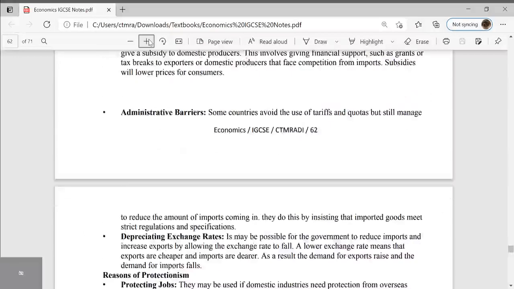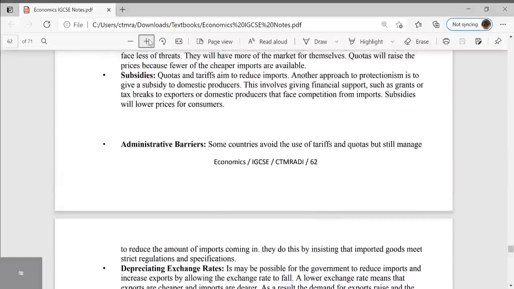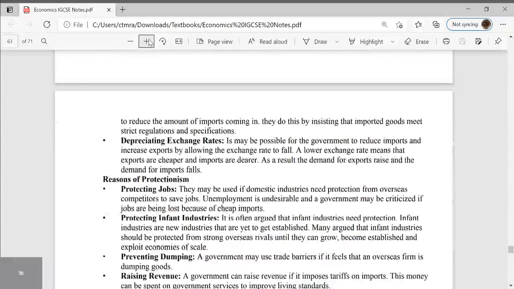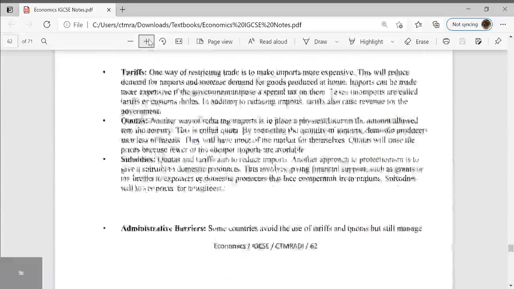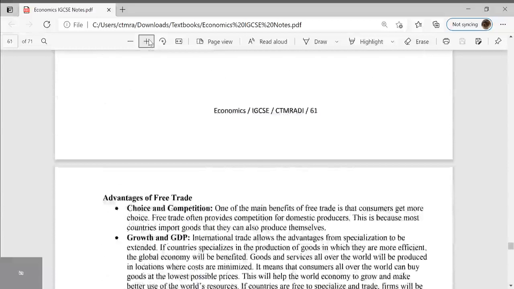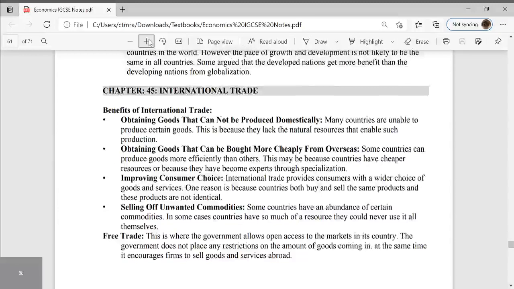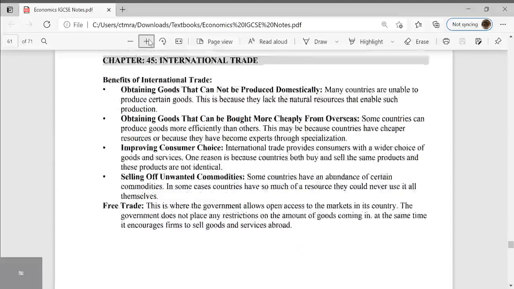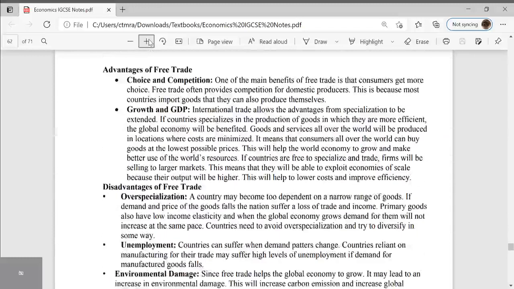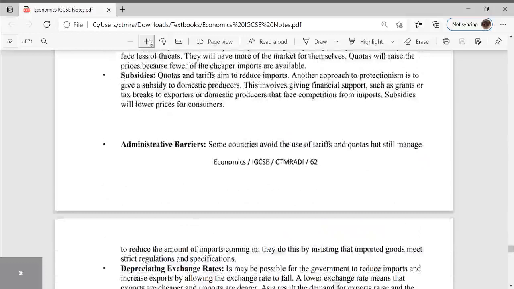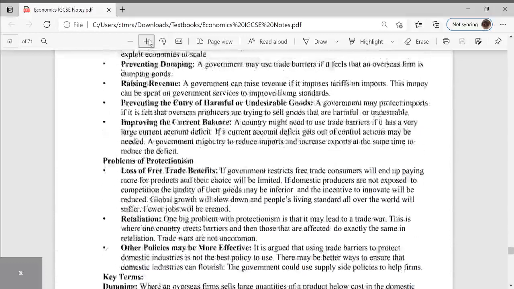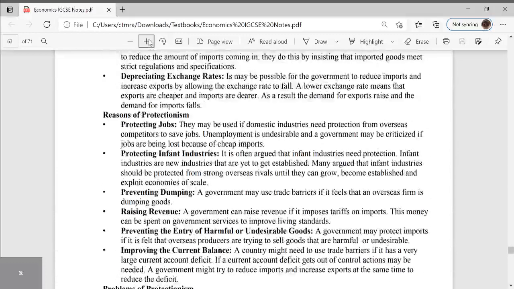Okay, so last day we did the methods of protection, methods of protectionism. Then we did the benefit and disadvantage of free trade. So let's do the advantage and disadvantage of protectionism today.